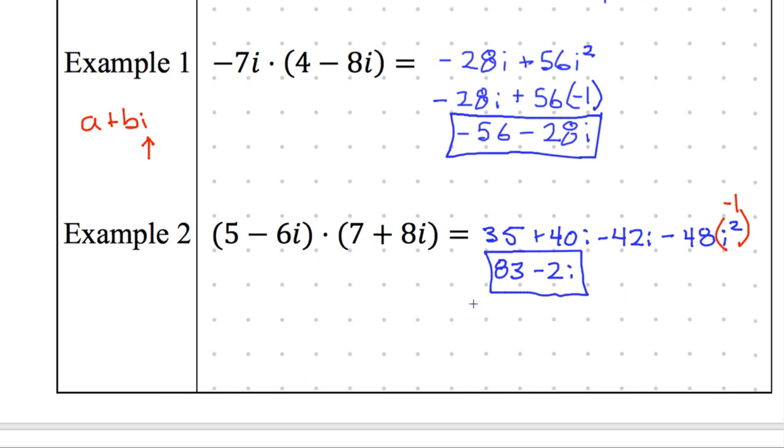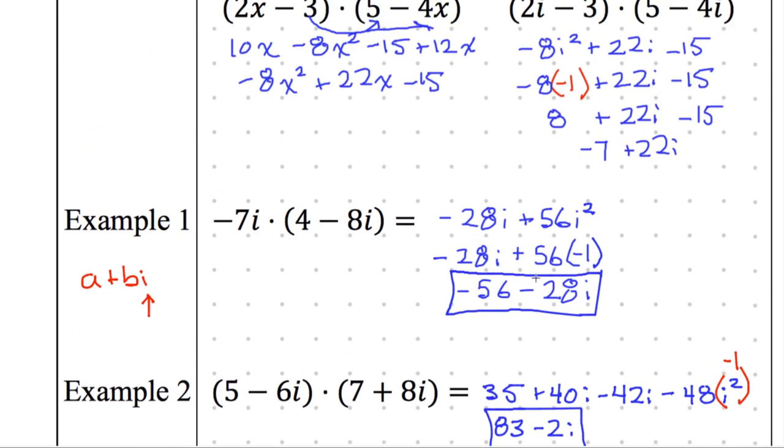Alright, that concludes the notes. Go ahead and write your summaries. Something maybe about how you can't have an i squared in your final answer because you have to have it in a plus bi form. Once you finish your summary, you can begin on the Khan Academy assignment.